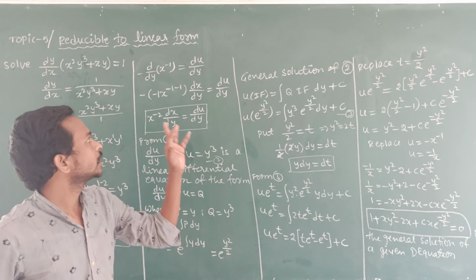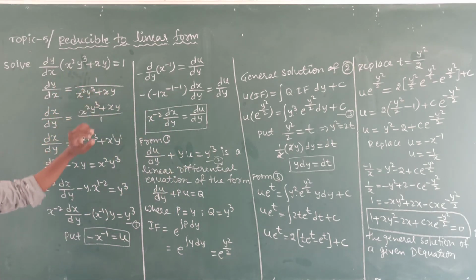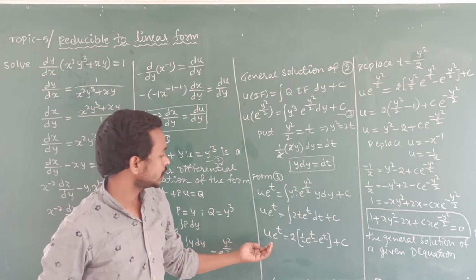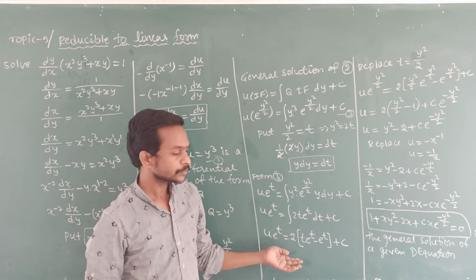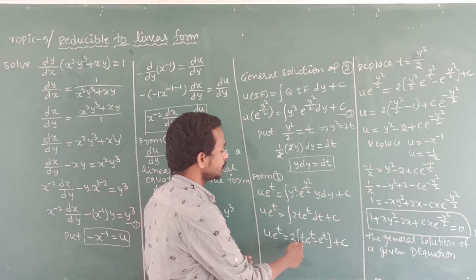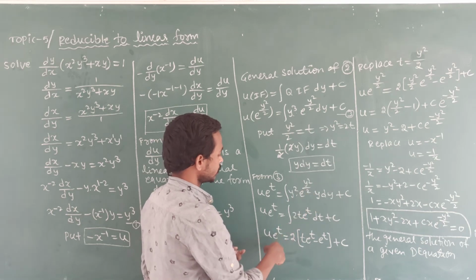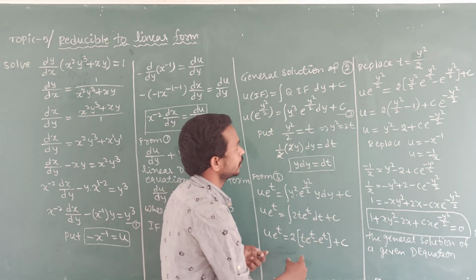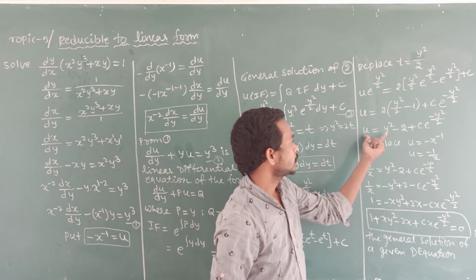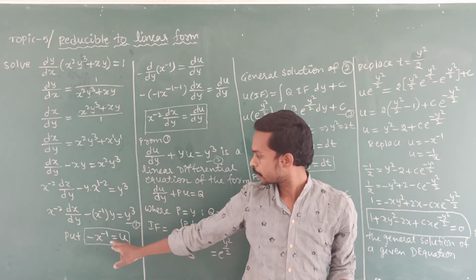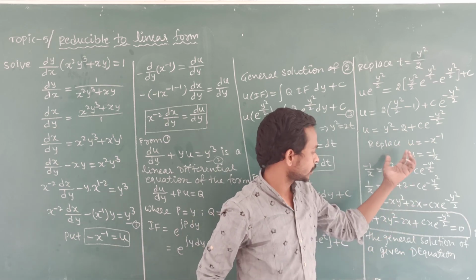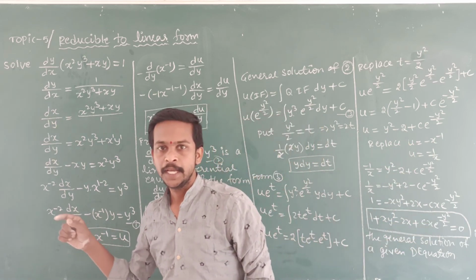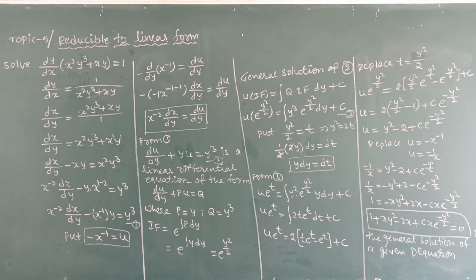But the given differential equation is in terms of x and y, so you have to convert this into terms of x and y. For that reason, first of all you replace t with y square by 2. Then after that you have to replace u with minus x power of minus 1. Then if you simplify, you will get the general solution of the given Bernoulli's differential equation.